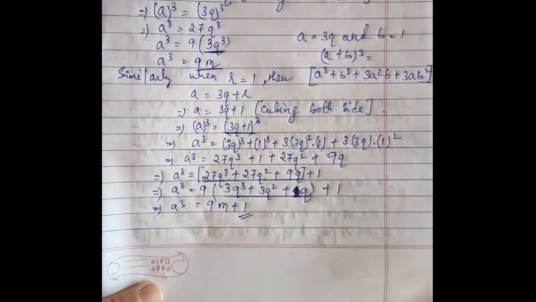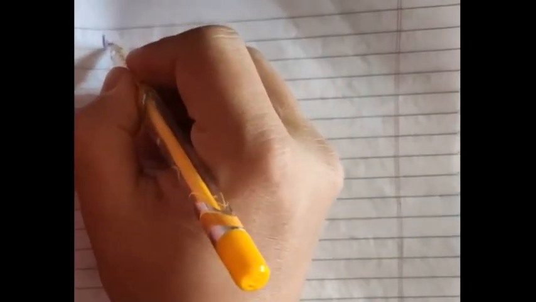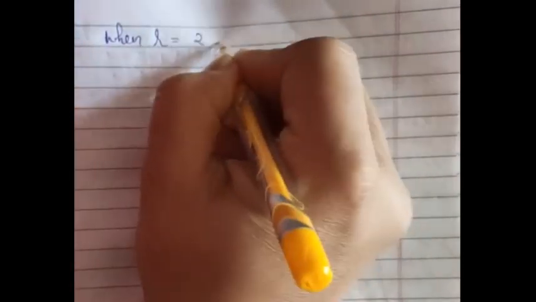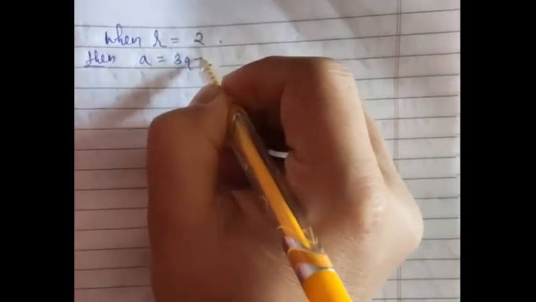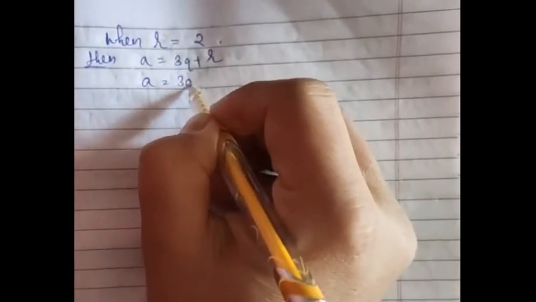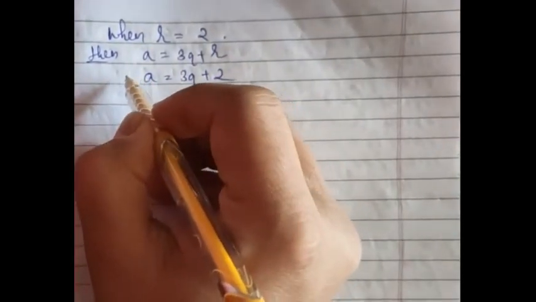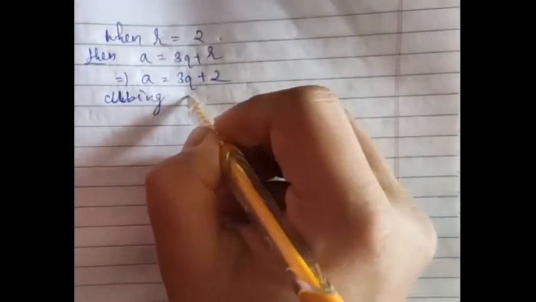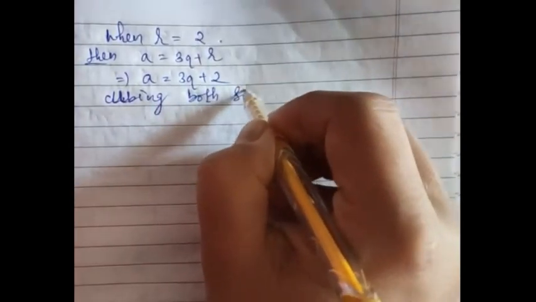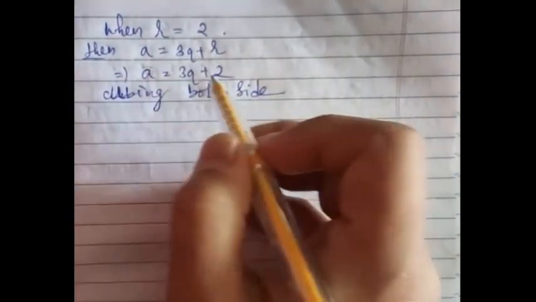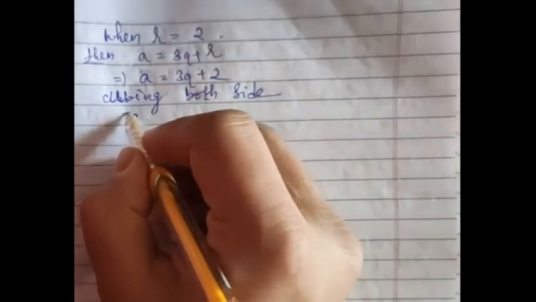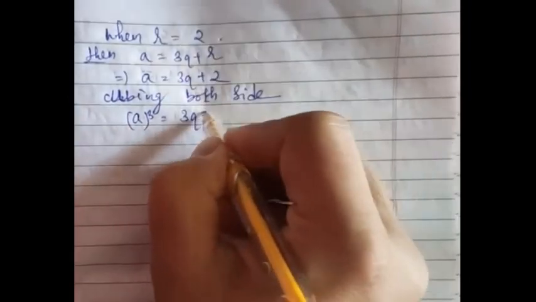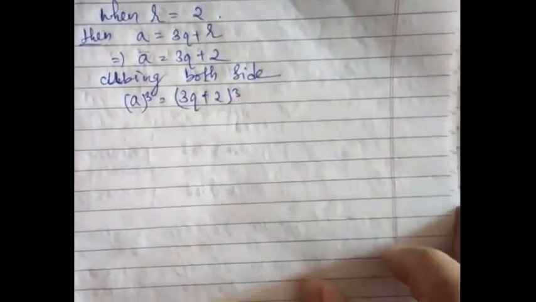So let us try to prove the third condition. So our next value of r is, when r is equal to 2, then a is equal to 3q plus r, then a is equal to 3q plus 2 should be the condition. So let us cube both sides, cubing both the sides. A cube is equal to 3q plus 2 whole cube, isn't it?